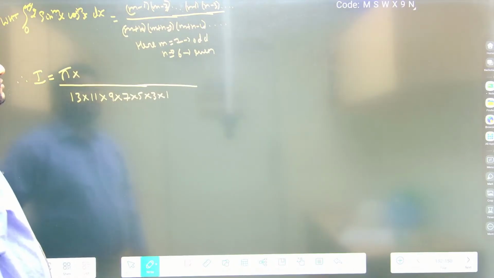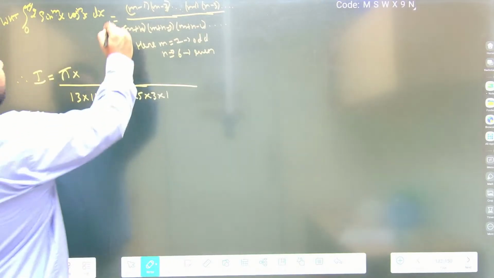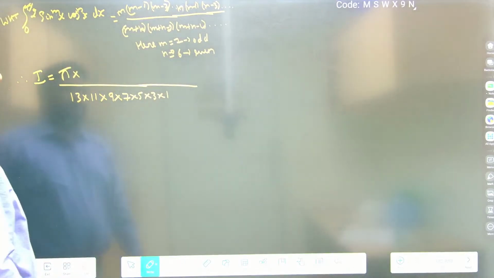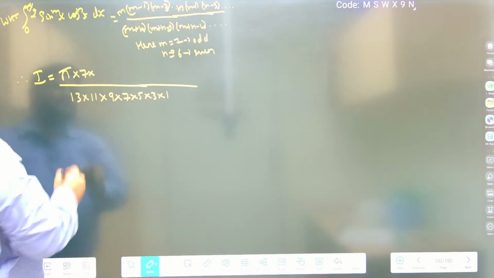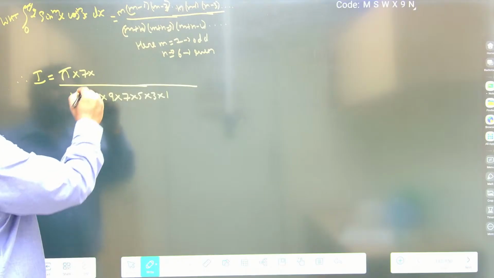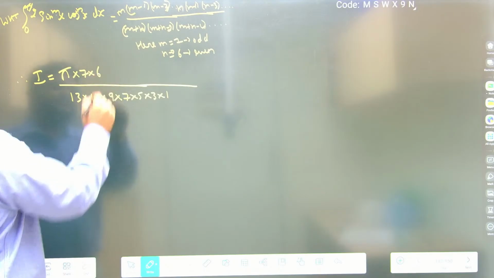3. M into m minus 3 dimension. Correct now? From the formula, what will we have? M into m minus 1, N into n minus 1. So this will be 7 into 7 minus 1, 7 minus 3, which is 4. Okay, let us observe the formula.